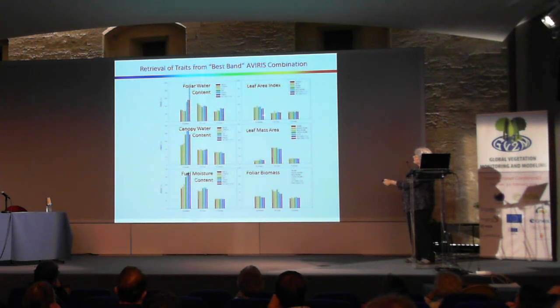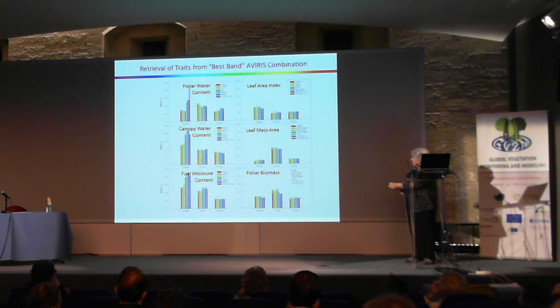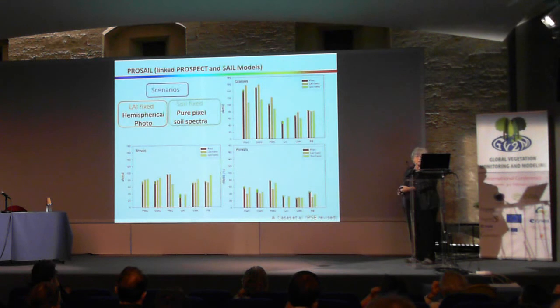Here you see foliar water content and leaf area index. Again, the shrubs and the forests tend to have very low RMSE errors. Here's one, leaf mass area, where the shrub community had much higher errors than the grasses or the forest. But in any case, the accuracy of the retrieval is reasonably good.